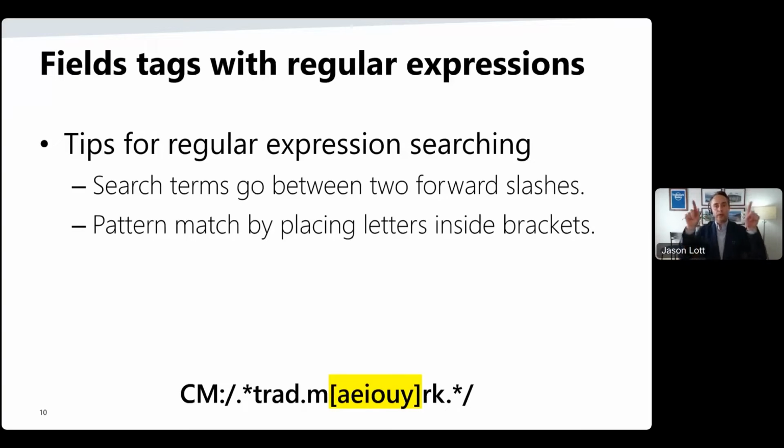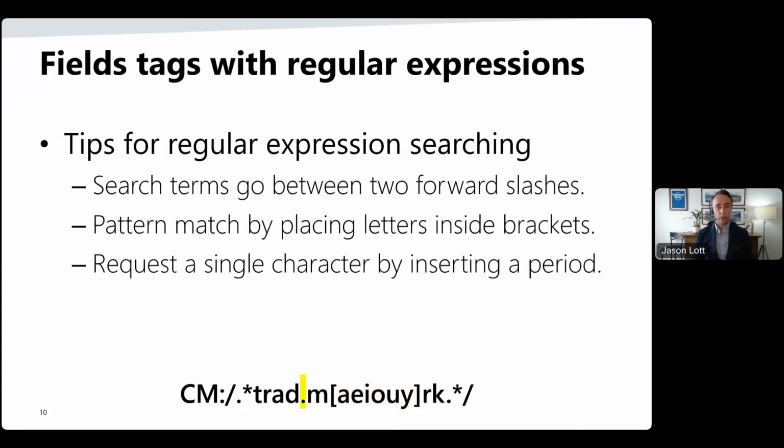Well, what you can do is put inside the square brackets A-E-I-O-U-Y, and it's going to tell the system, hey, system, find me either one instance of an A, an E, an I, an O, a U, or a Y. Right? That's all there is to it. You tell it what letters you want, you put it inside the square brackets, and the system's going to go find it for you.